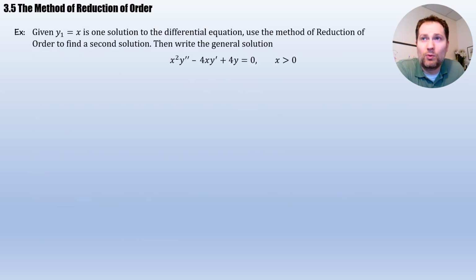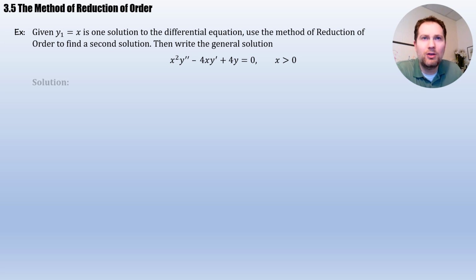So let's solve one, and then we'll go back and dissect this and think about this in a more general context. So here's our differential equation, x squared y double prime minus 4xy prime plus 4y equals 0 for positive x. We're given one of the solutions up there. It says given that the first solution is y equals x. Can we come up with a second solution? Yeah, that's the goal here.